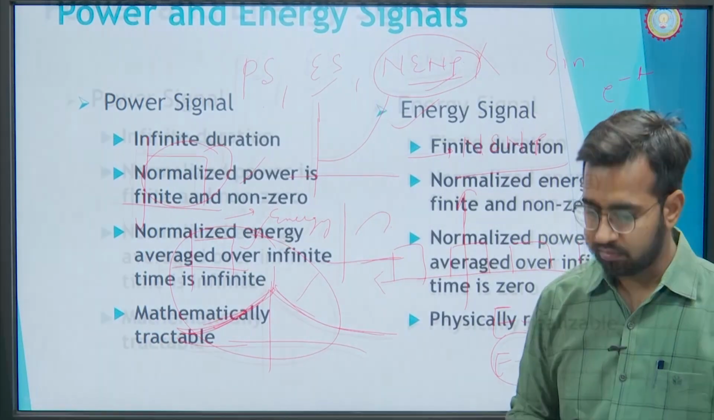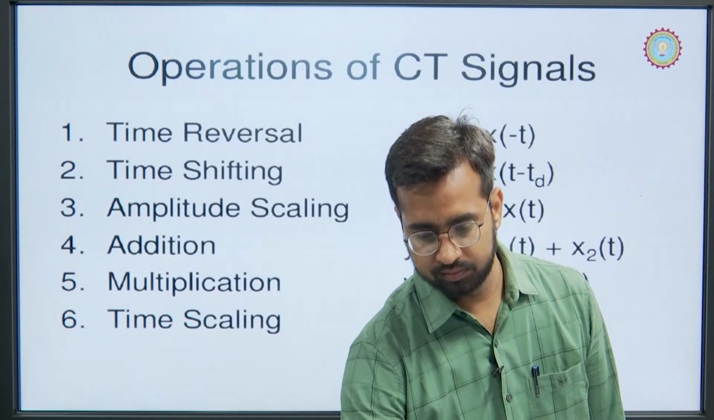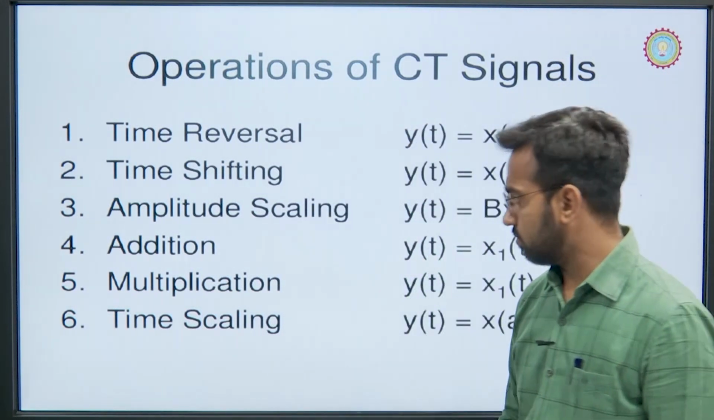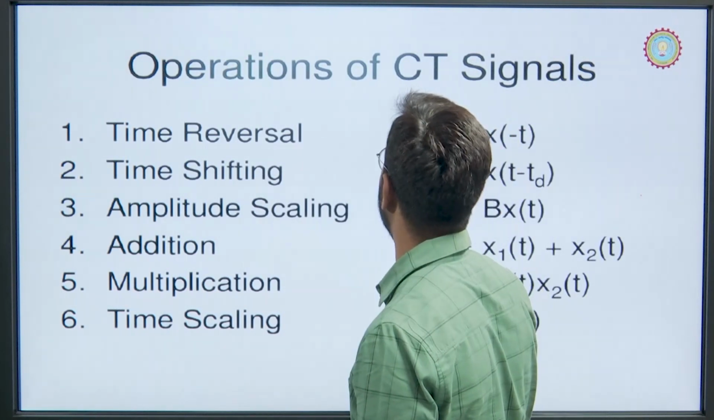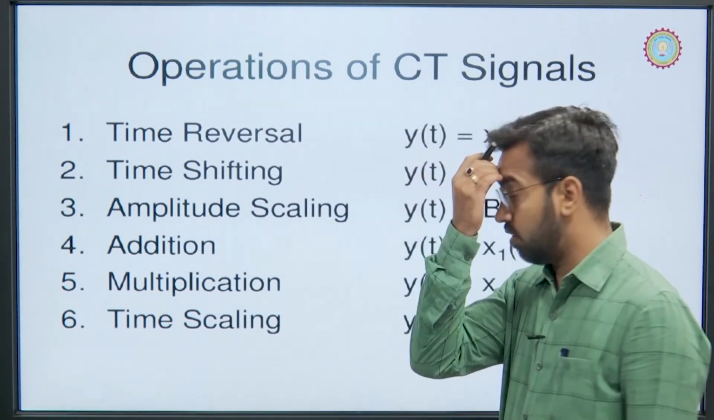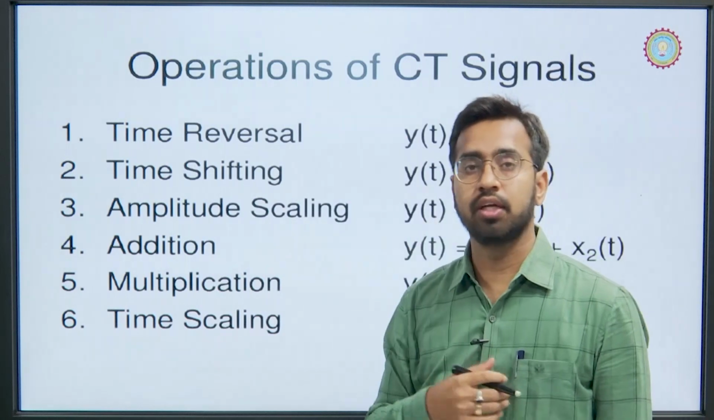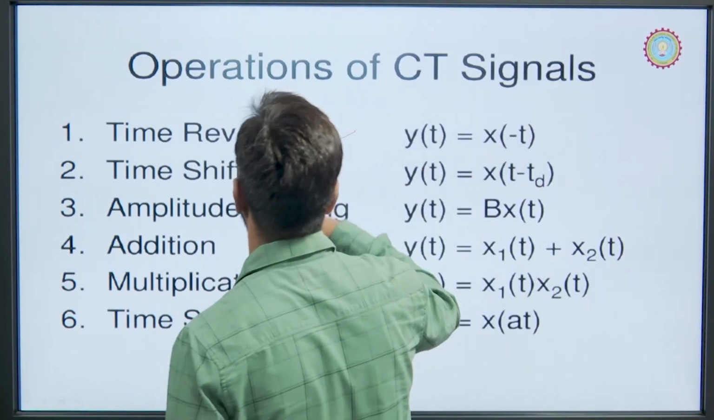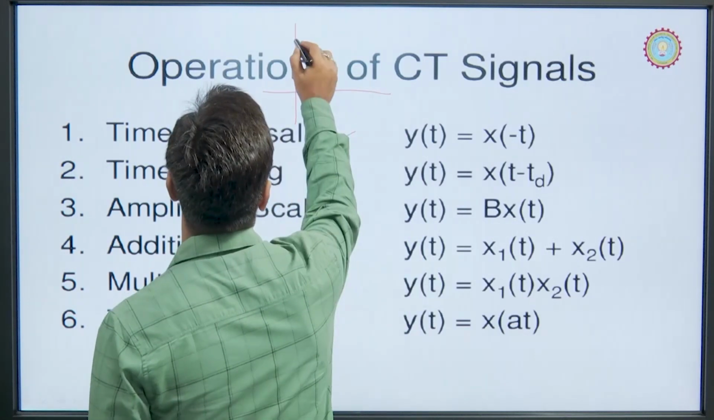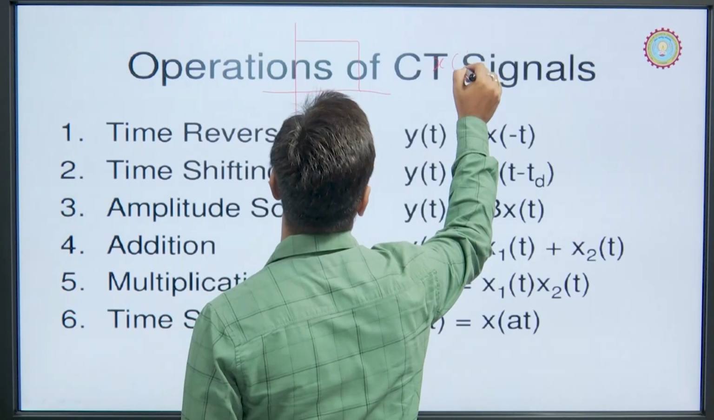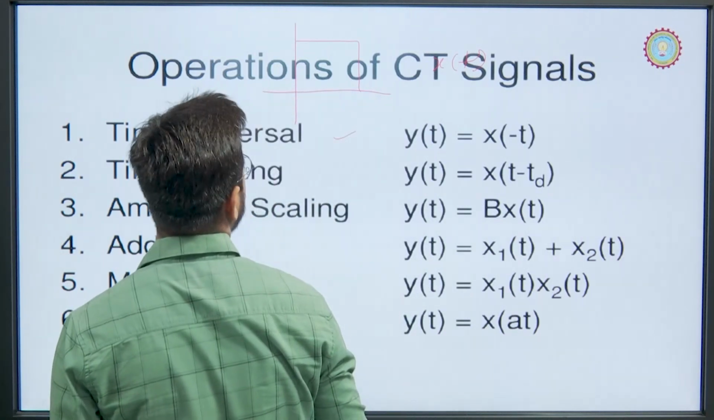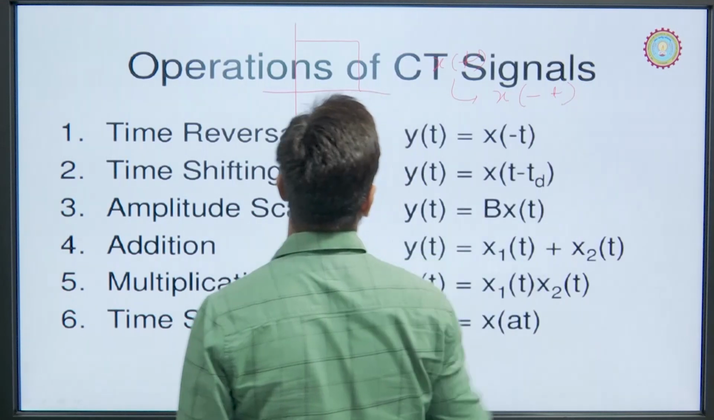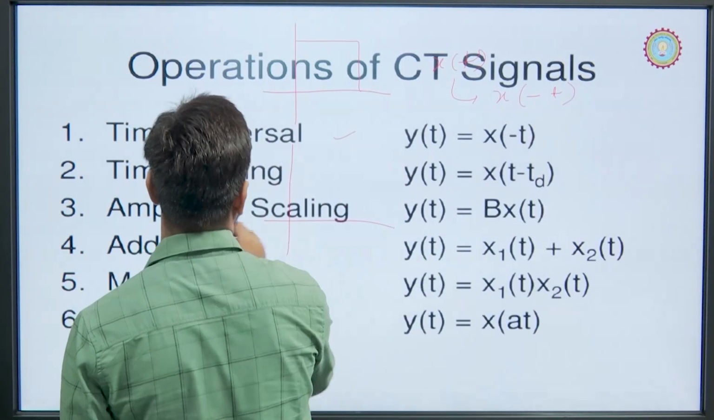Okay. Now we must know how we will process a signal, or what are the different operations which we perform on a signal. The first is time reversal. Suppose this is a signal which we call x(t). So, what is time reversal? Time reversal is x(t) reversed to x(-t). That means it will be like this.